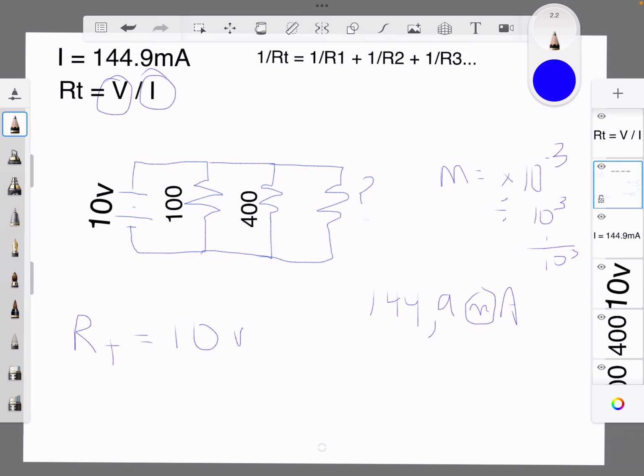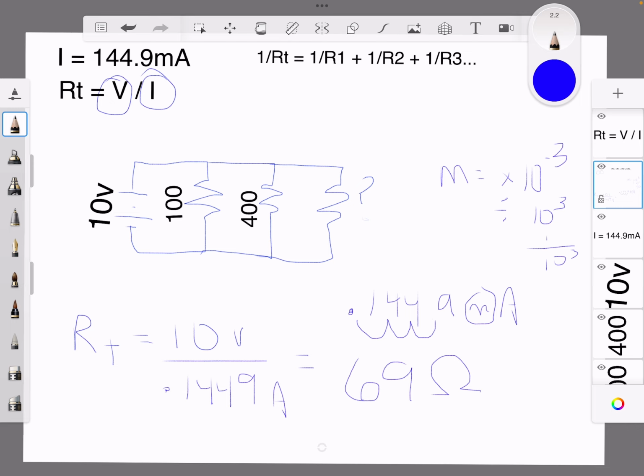So that is simply going to move your decimal place, and you can use your calculator if you need to, but that is going to move the decimal place 3 places to the left. So the current that we have is 0.1449 amps. And now we can find the total resistance. So if you put in your calculator, which I can't show you because iPads make you pay for a calculator, that's 10 divided by 0.1449, which gives us a total resistance of 69 ohms.